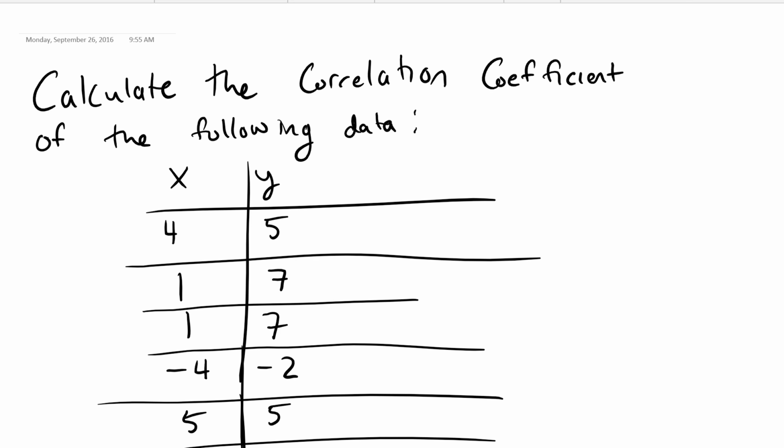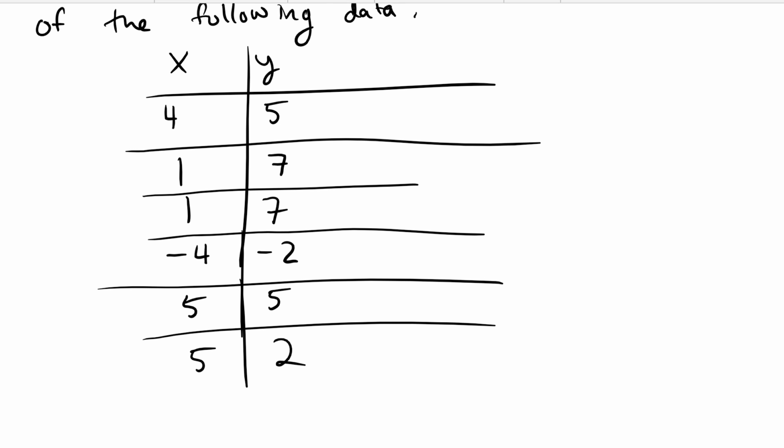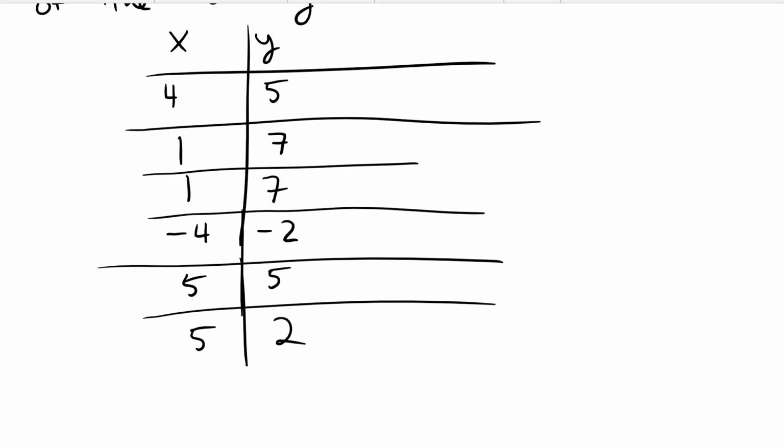In this video, we will be calculating the correlation coefficient of the following data. So here's a table. There are two variables, x and y, and they're related. So the 4 for x is related to the 5 for y. The question is, how do we calculate the correlation coefficient?